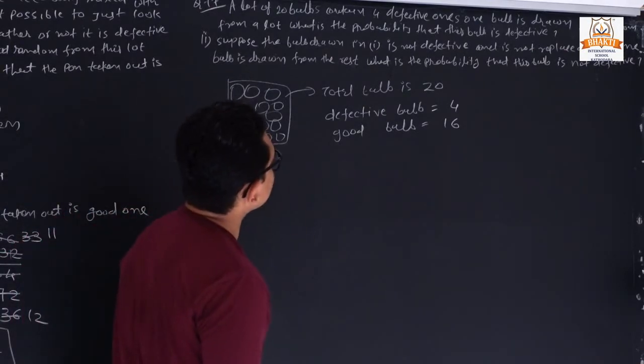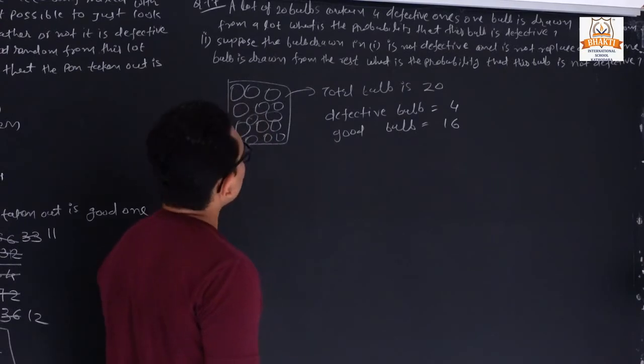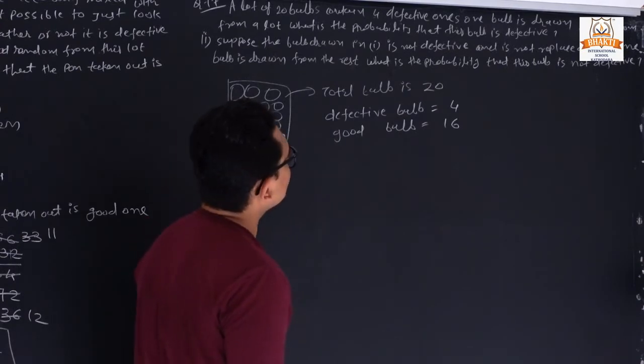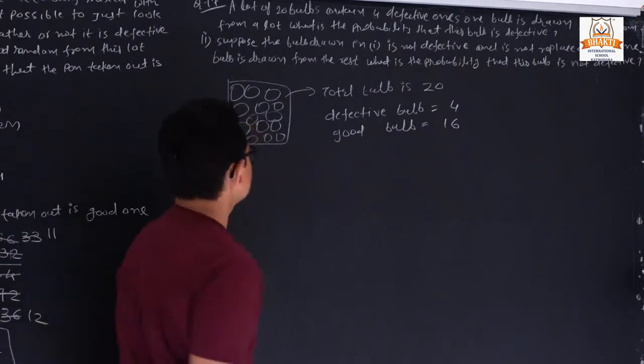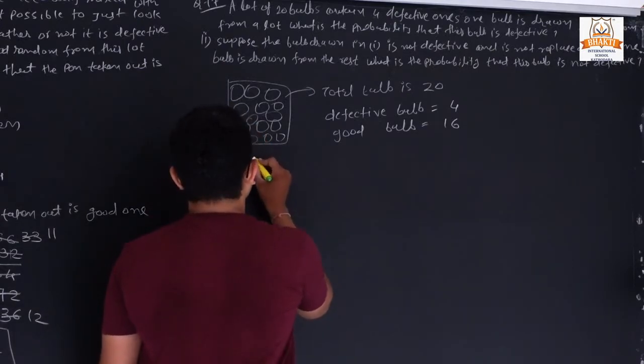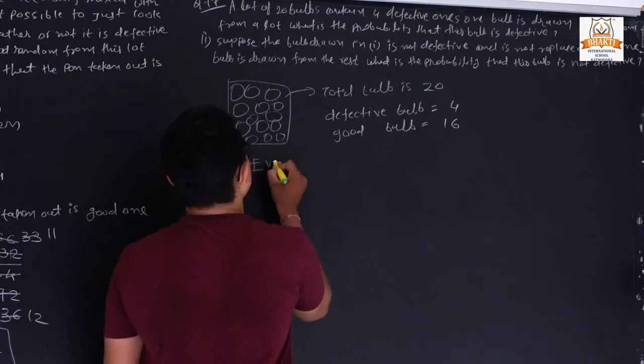One bulb is drawn at random from the lot. What is the probability that this bulb is a defective bulb? So first of all we write our event A. First question, event A.